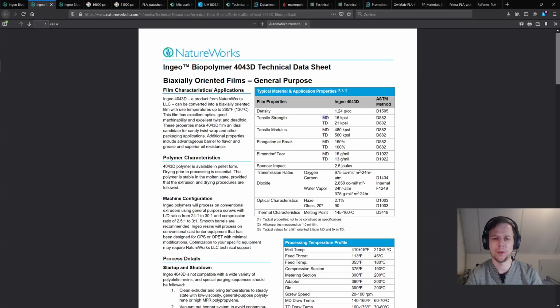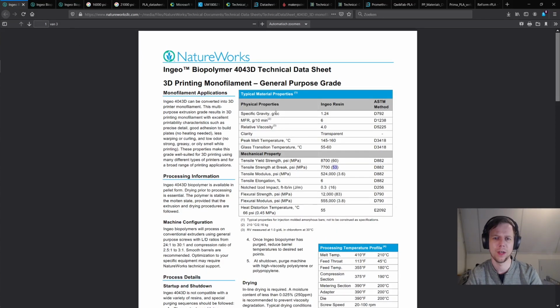What we also see here are these qualifiers MD and TD. These stand for the machine direction and transverse direction, which are two things that make sense if you're making biaxially oriented films. What we also see here are the elongation at break of 160% and 100%. Again, this is far more than you would expect for a 3D print, but for something like cling film, this isn't entirely unreasonable. And indeed, if we go back here for the 3D printing monofilament, we get an elongation of only 6%, which is much more reasonable.